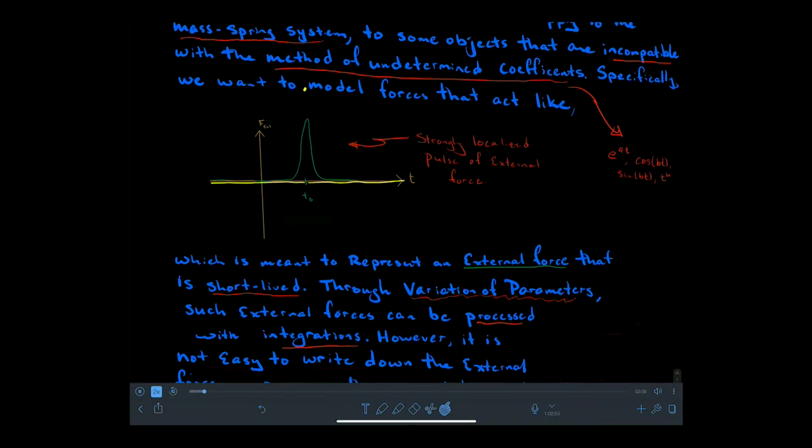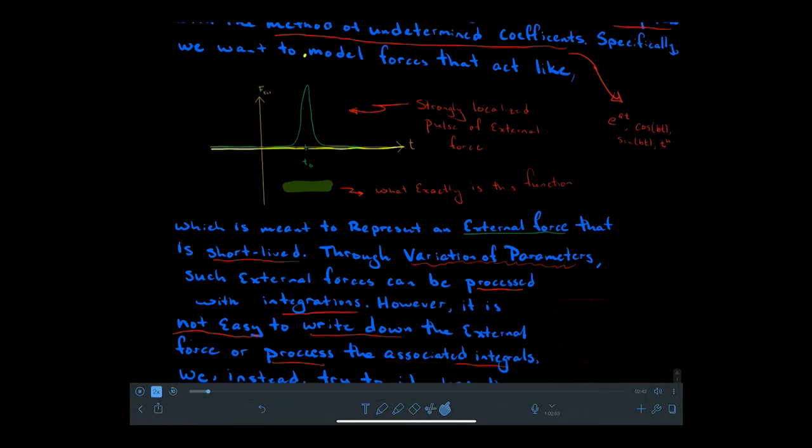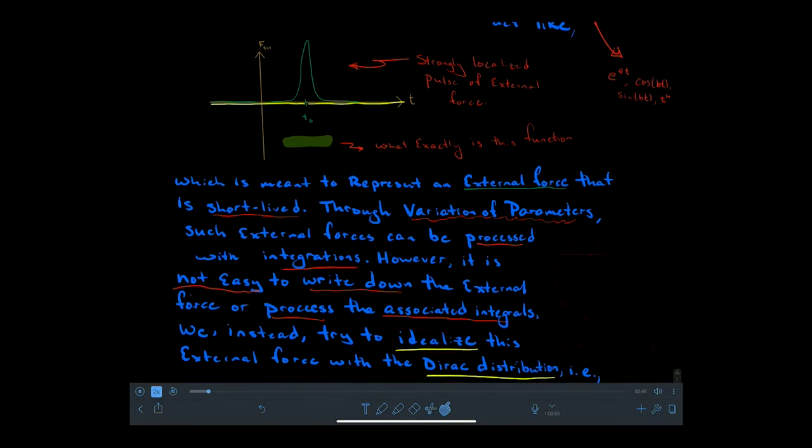And, well, if we think back to this external forcing function right here, the question is really going to come out of, like, what exactly is this function? And so when I'm thinking about what exactly is this function, and I'm going to process it with integrals, well, it's not going to necessarily be easy to write down or process the associated integrals, right? And so what we really want to get in tune with here is this idealization. And the idealization is known as the Dirac delta distribution.